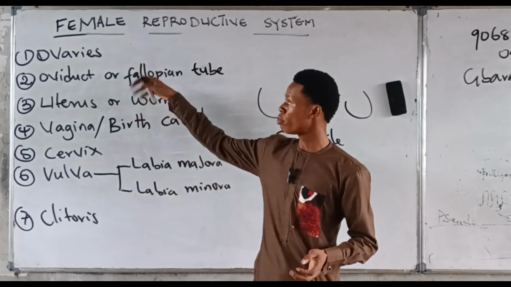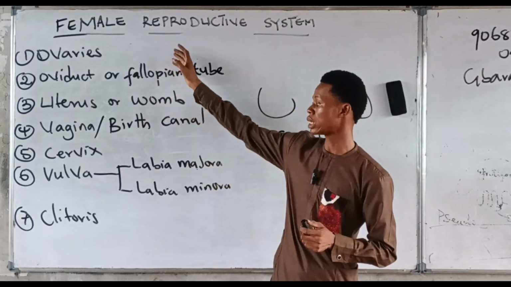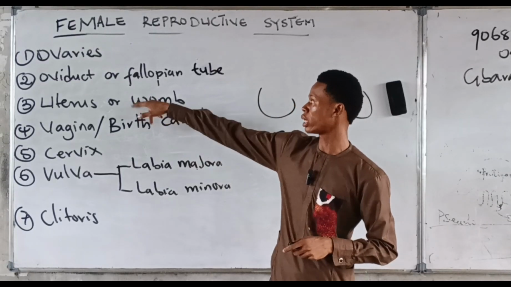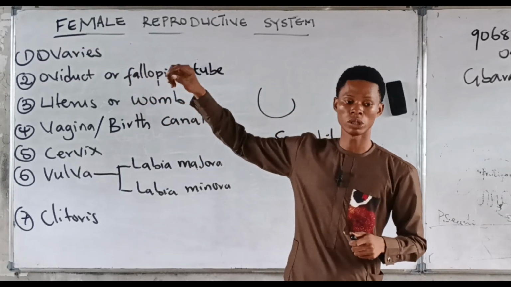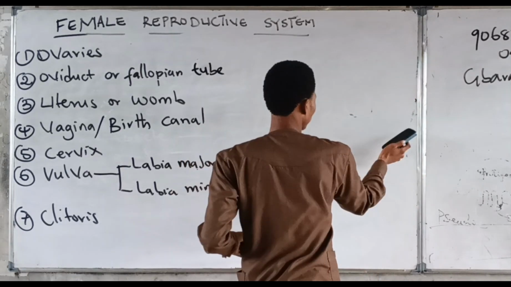All right. So basically, in the male reproductive system, we saw 9 main parts. Here we are seeing how many? 7. But let me throw a little light on the menstrual cycle.